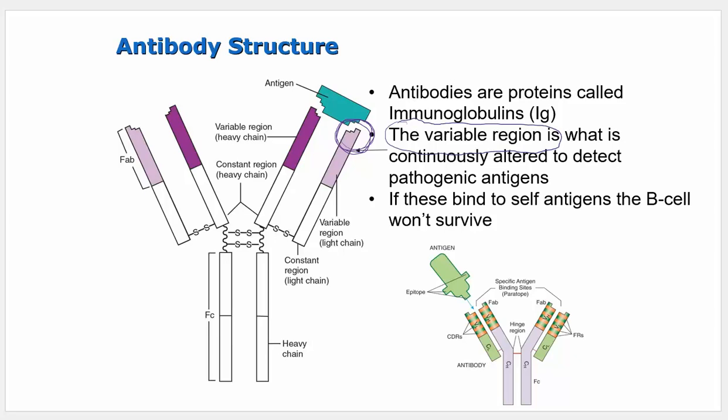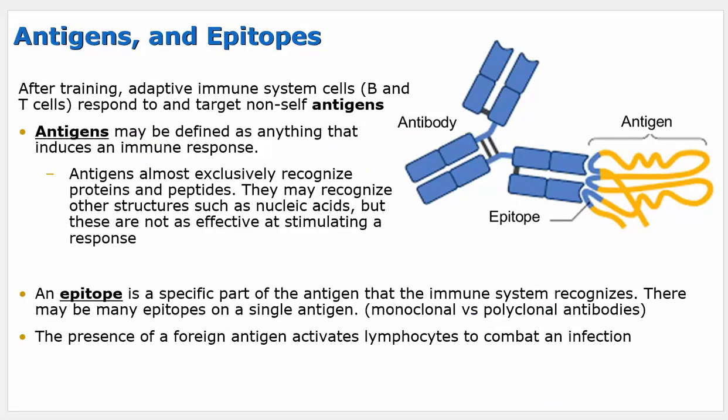And then if a pathogen moves in and happens to bind to it, then it's preserved and cloned. Okay. So we're going to use other terms like antigens and epitopes in addition to antibodies. After that training, the adaptive immune system cells, B and T cells, respond to and target non-self antigens. An antigen is something, almost exclusively a protein, that is made by, well, anything. If the immune system responds to it, then it's an antigen.